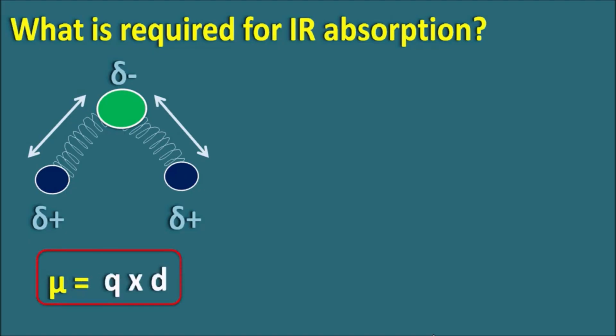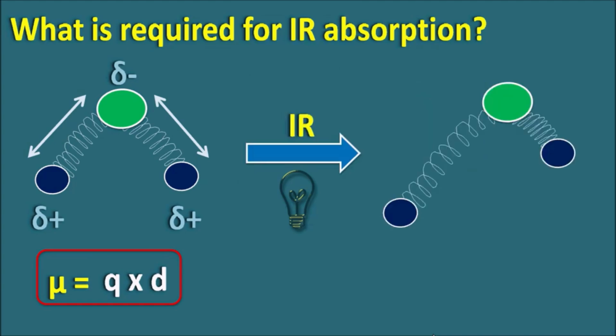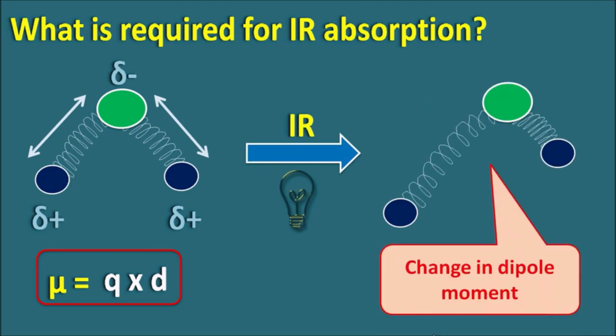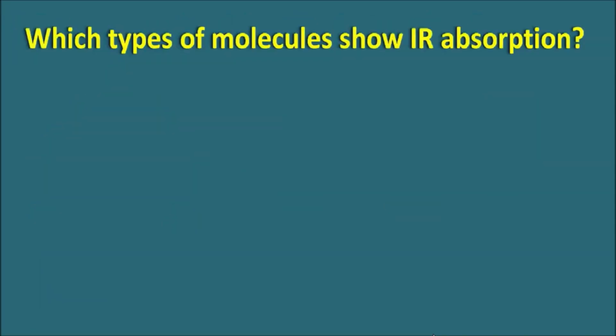into D, where Q is the charge that is developed and D is the distance between the two atoms. Now, when the IR radiation falls on this molecule, the molecule can undergo either stretching or bending vibrations so that there is a change in the dipole moment. In this way, the IR radiation which is supplied is utilized for the change in the dipole moment, and this change requires energy which is supplied by the IR radiation. So, for a molecule to absorb the IR radiation, it should undergo a vibrational transition which shows a change in the dipole moment.